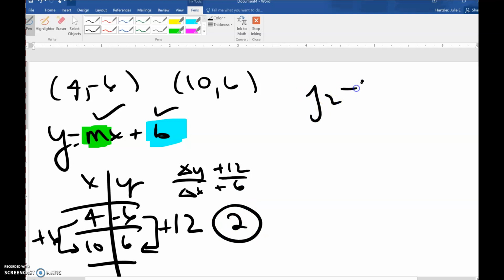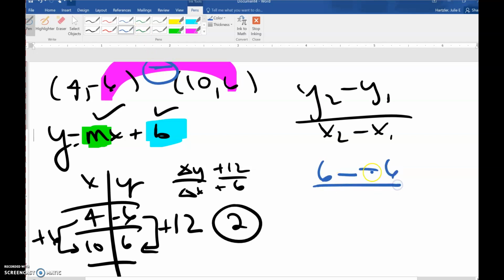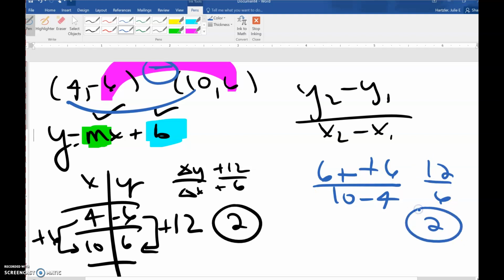Otherwise, you can do the formula y2 minus y1 over x2 minus x1. Just be careful that as you go across, you remember that you subtract those numbers. So 6 minus a negative 6, and then 10 minus 4. So either use a calculator or add the opposite there, you get 12 over 6, which again simplifies to 2. So right now we have half the problem done. We know that the slope is 2. So I can kind of start my equation.